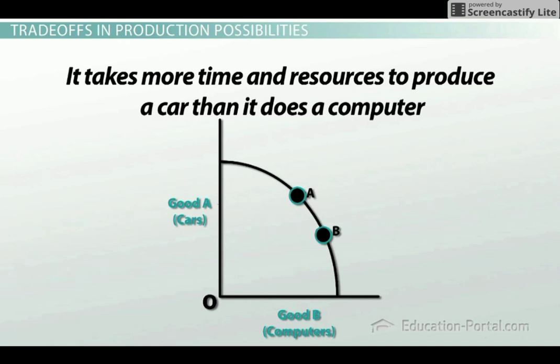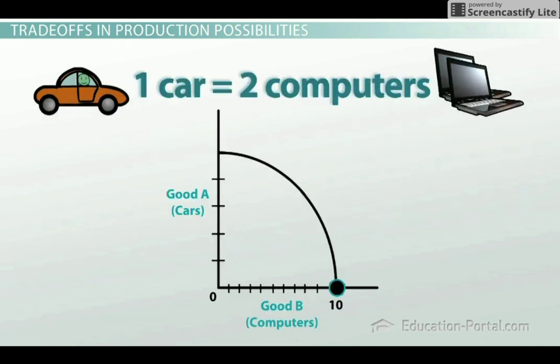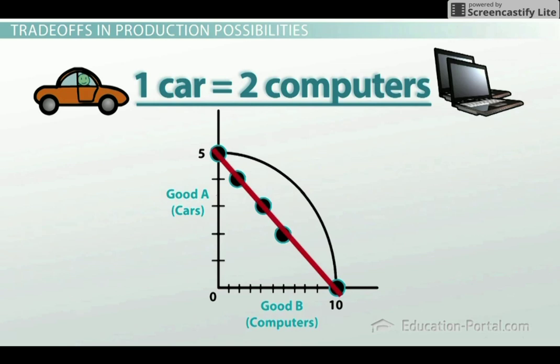Now, I just said that we could produce 0 cars and 10 computers, or 5 cars and 0 computers. But there are many other production possibilities in between these two that we could choose instead. With our finite resources, we could choose to produce 2 cars and 6 computers, or 4 cars and 2 computers. Then again, we could say 3 cars and 4 computers. When you account for all the possible combinations given the opportunity cost of 1 car equals 2 computers, you end up with a line like the one you see here in this simple example.